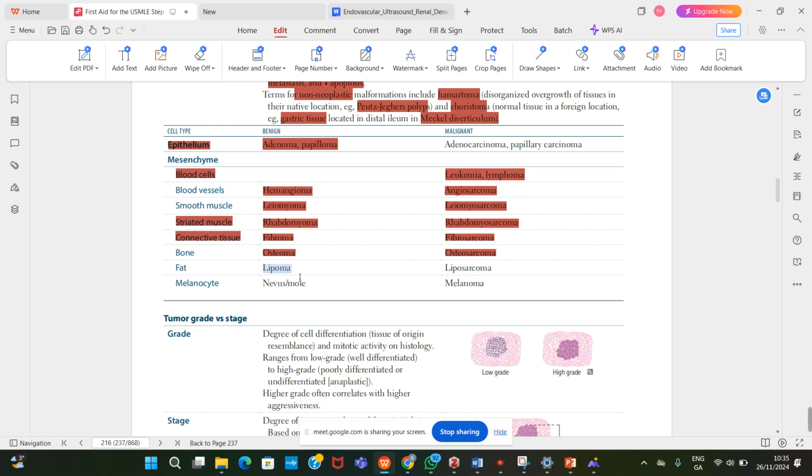Then osteosarcoma, very high yield. Fat, lipoma, liposarcoma, and of course the nevus and the melanoma. Hope we remember the types of nevus. What are the types? Junctional, compound, and intradermal. And we know the differences between them.